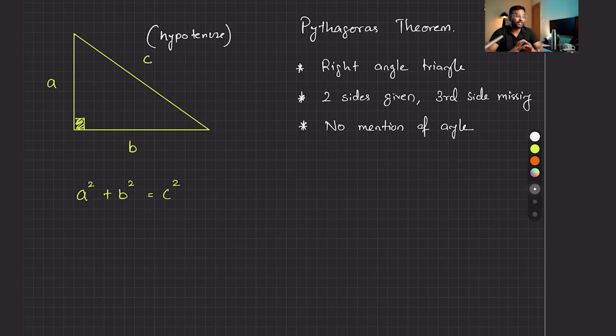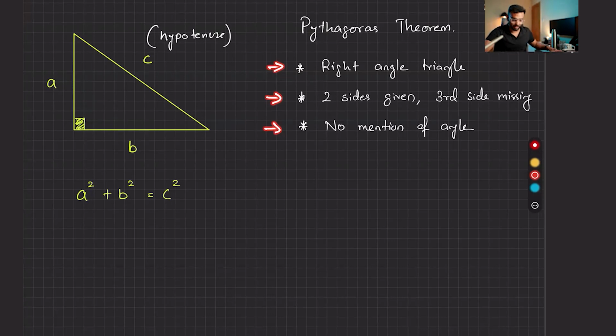So I don't want you guys to be confused. We're learning the first part, which is Pythagoras. And when do we use it, guys? Right triangle, two sides are given, third side is missing. There is no mention of any angle here. That time, Pythagoras should just pop up in your head. Is that okay? Just say yes if you are.